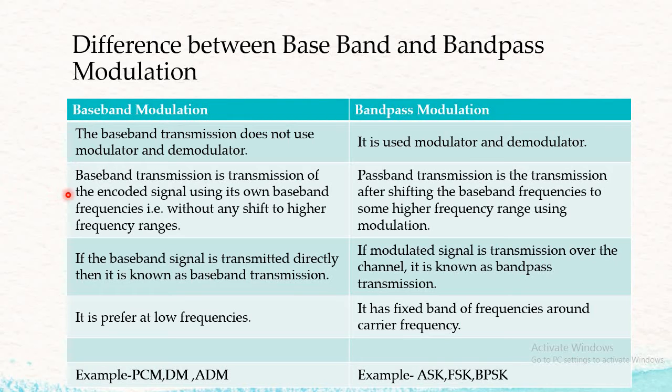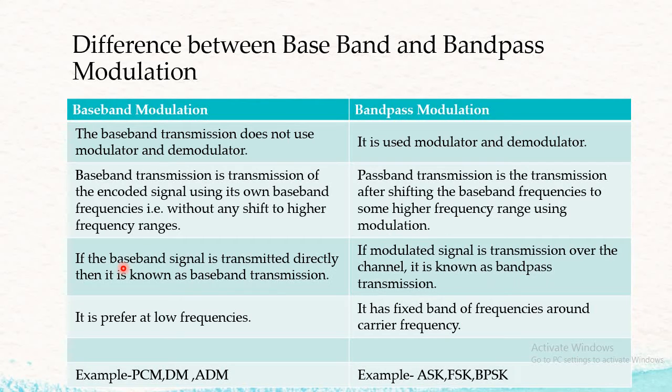The baseband transmission is a transmission of an encoded signal using its own baseband frequency, without any shift to higher frequencies. In those cases we have not added any extra frequency or a higher range of frequency. But in case of a bandpass or passband modulation, we are going to add some frequency, or there is a shift in frequency using a modulator.